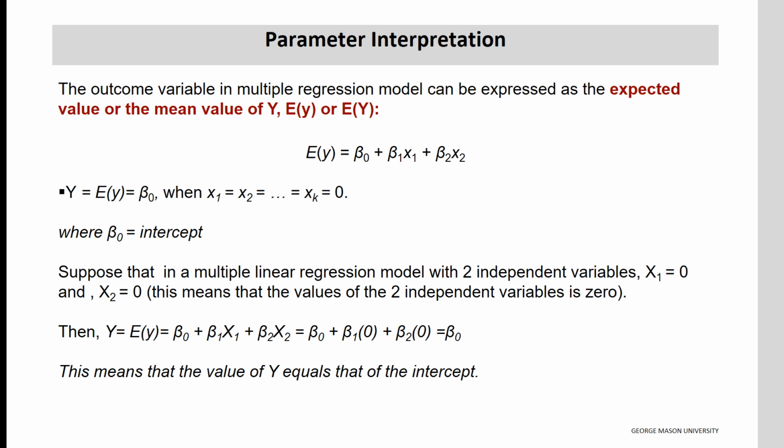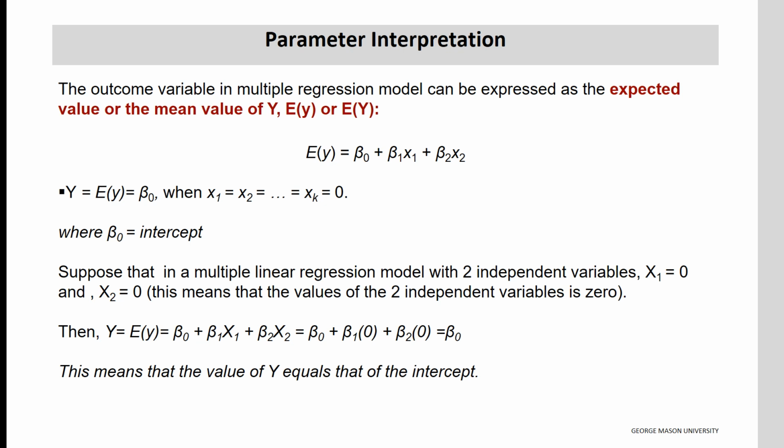Let's take a look at the parameter interpretation. The outcome variable in multiple regression can be expressed as the expected value or the mean value of y, denoted by E of y, which equals the intercept plus the slopes of each of the associated independent variables. And when the values of all of those independent variables are 0, then the expected value of y, or the mean value of y, equals the value of the intercept, beta 0.